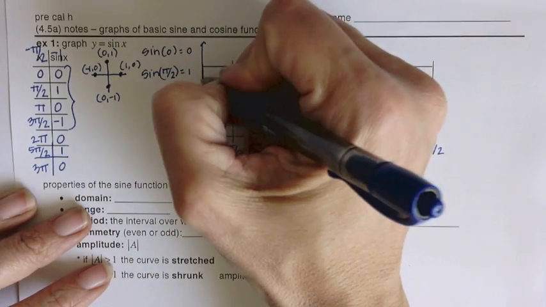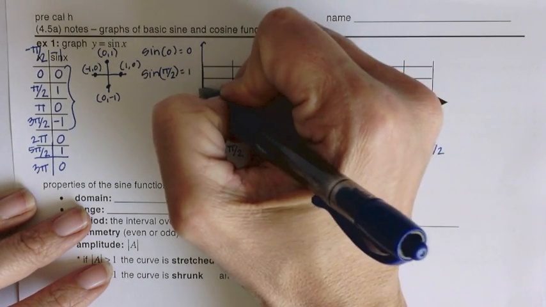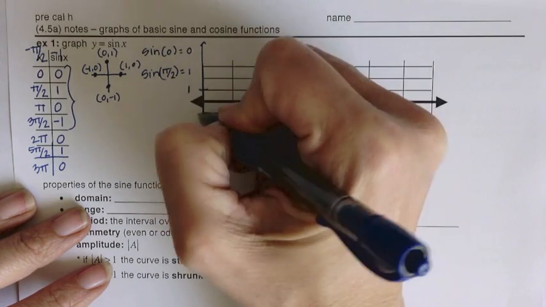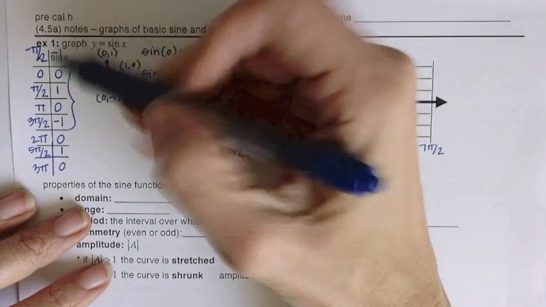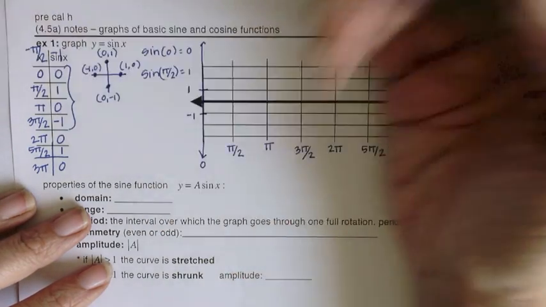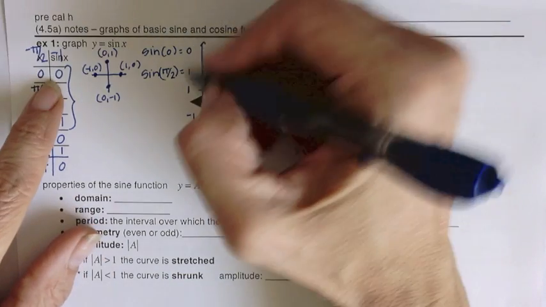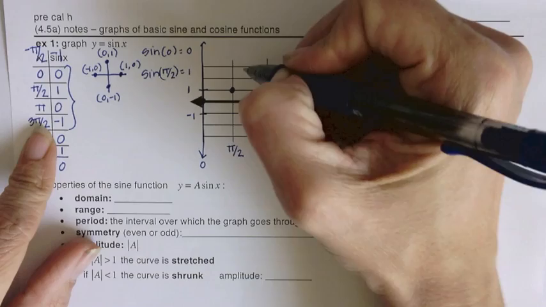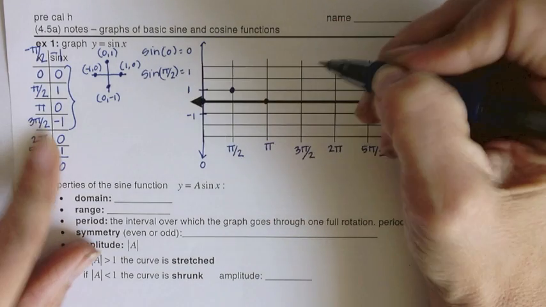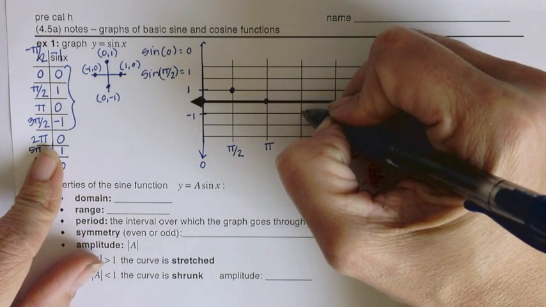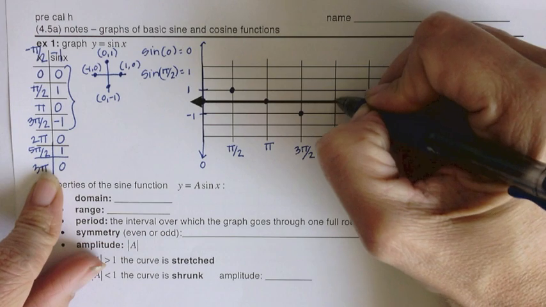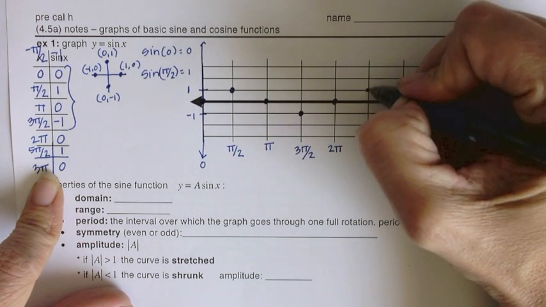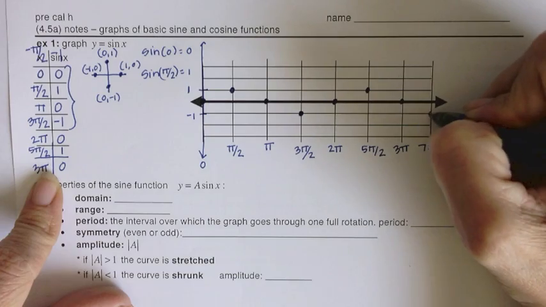And then what I'm going to do is plot these points. So I'm going to label this 1 and this -1. So these are my outputs, or my y values. The first point I'm plotting is (0, 0). Then (pi over 2, 1). Then pi goes to 0. Then 3 pi over 2 goes to -1. 2 pi is 0. And so once I've gotten those points, it's going to start repeating that pattern again.